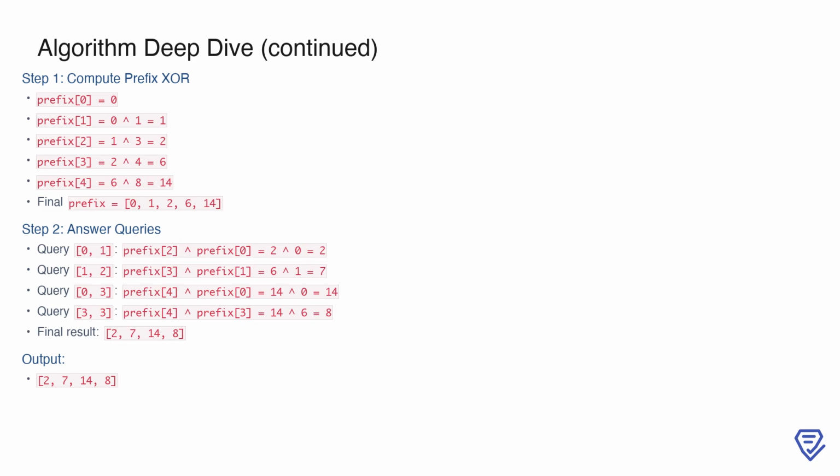For [0, 3], the result is prefix 4 XOR prefix 0 equals 14 XOR 0 equals 14. Finally, for [3, 3], the result is prefix 4 XOR prefix 3 equals 14 XOR 6 equals 8. The final output is 2, 7, 14, 8. This demonstrates how the prefix XOR technique allows us to efficiently process the queries and achieve the desired results.